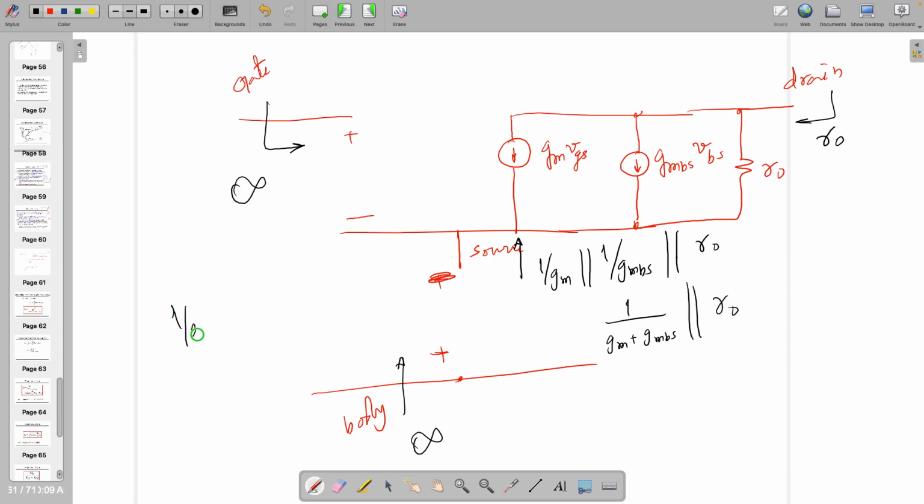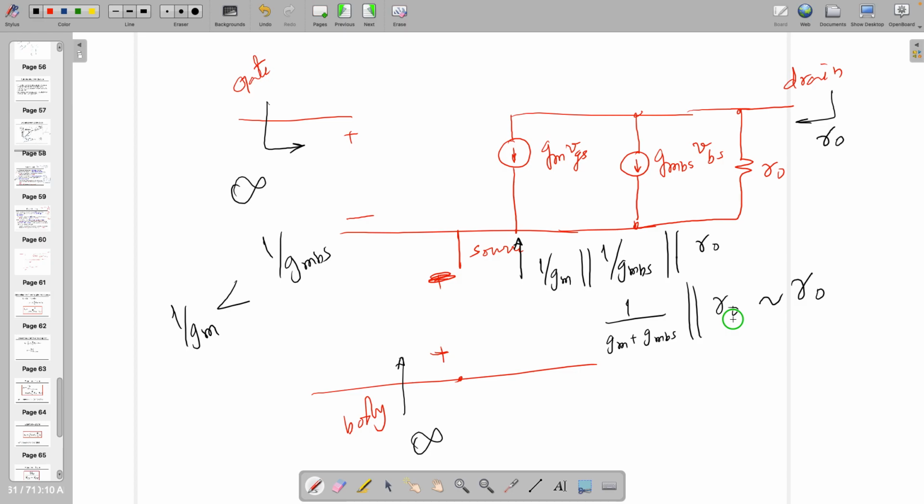Understand, generally 1 by GM is actually smaller than 1 by GMBS. If it is 100 ohm, then this is around 200 ohm, 300 ohm, 2-3 times, the difference is there. So if you are considering 1 by GM, do not neglect the other transconductance. Your combined effect might be comparable with RO, it depends on the technology. However, if you want to approximate it to R0, no problem. But you have to assume that this entire quantity is much lower than R0. Then this will happen.